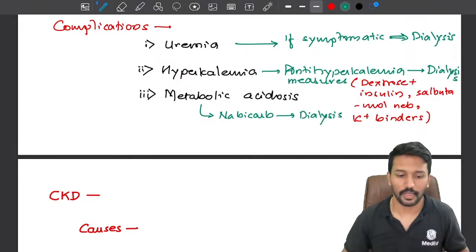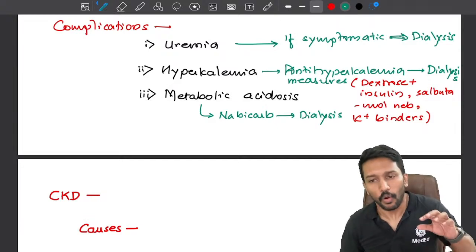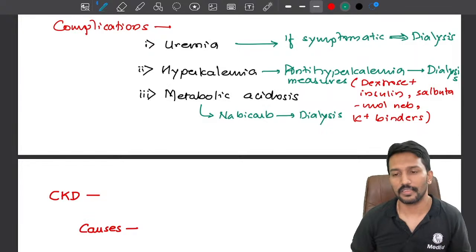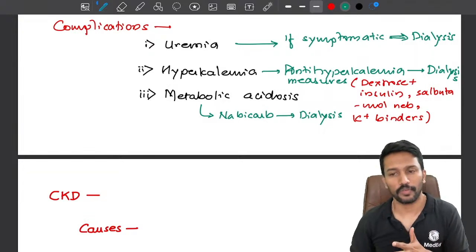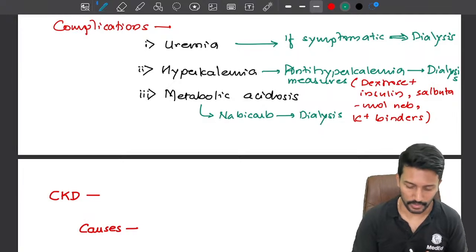So there will be one question asking you, calcium gluconate generally does not bring down the potassium. What it does is it desensitizes the cardiac myocardium to the impact of hyperkalemia so that the arrhythmia risk comes down. That's why we give the calcium gluconate.